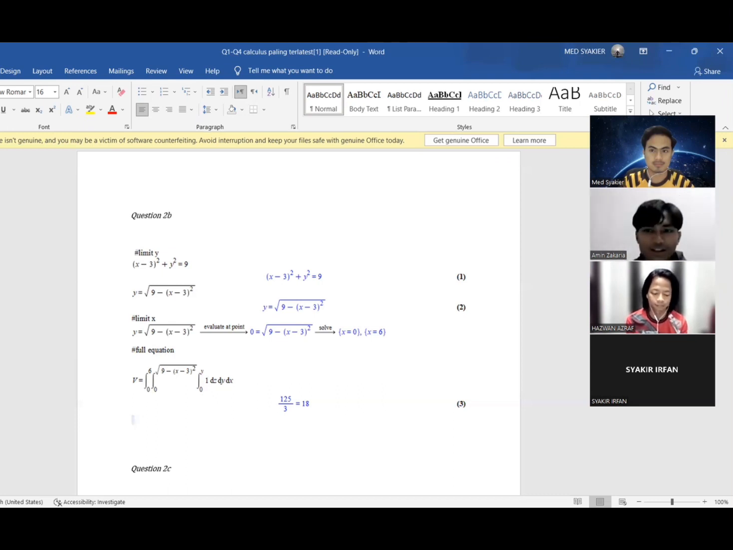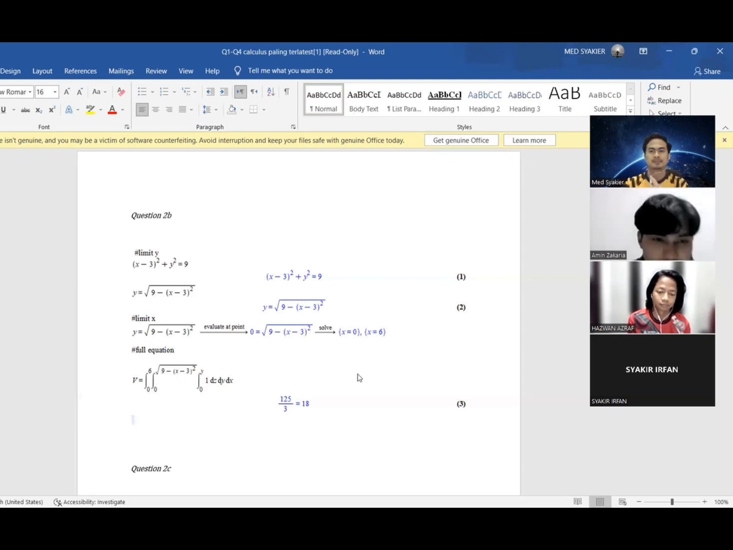For the full equation, we put it like I show on the screen, which is V equal to the triple integral. We use triple integral dz dy dx, and the limit of dx is 0 to 6, the limit of dy is 0 to square root of 9 minus x minus 3 squared, and for dz 0 to y.